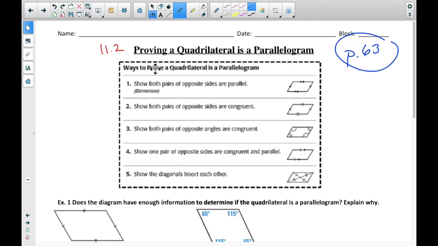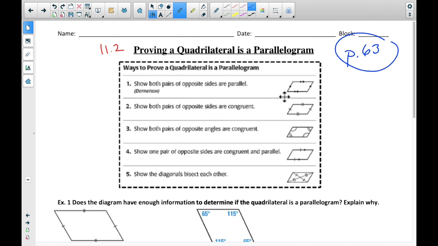Hi everybody, this video is going to cover 11.2, which in your notes booklet is on page 63. So when we have talked about previously, we talked about what are some characteristics of quadrilaterals. Now we're going to use those characteristics to prove that something is a parallelogram. So just like we did proving with triangles, we're going to do proving with parallelograms. And here are the 5 things that we can do.